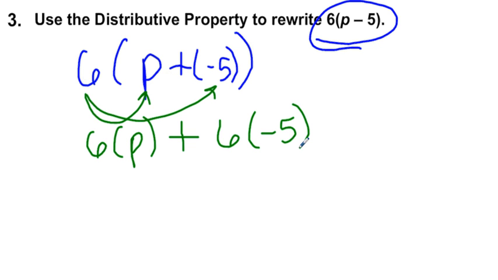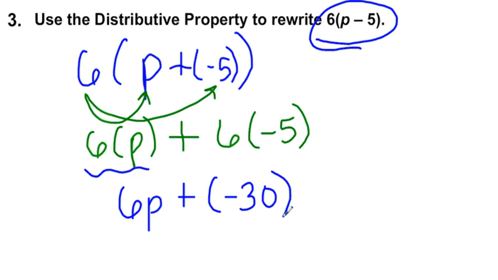So now I can start multiplying. 6 times p is 6p, and 6 times negative 5 is negative 30. And just to simplify it, I can now write this as 6p minus 30.